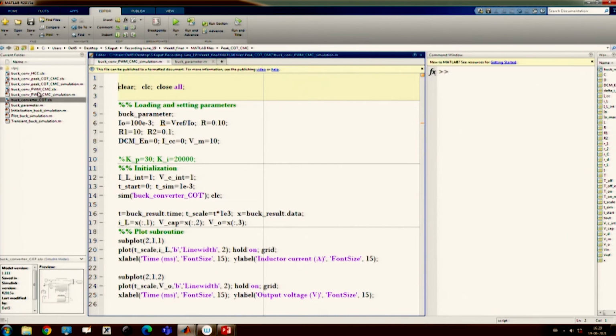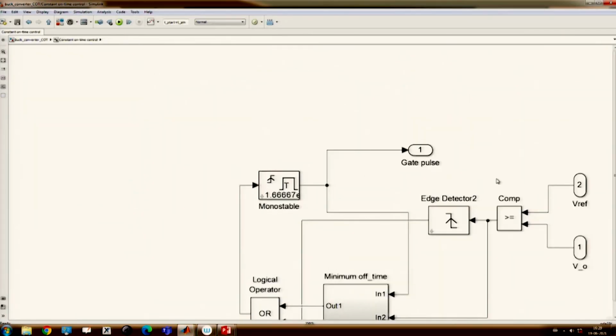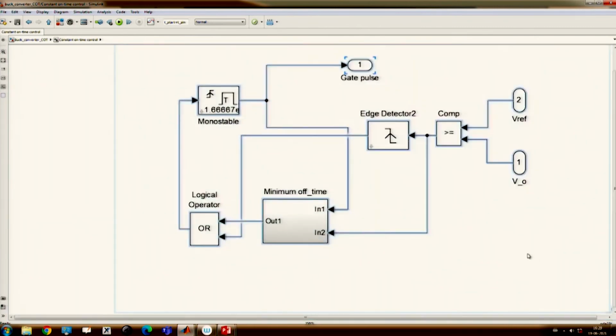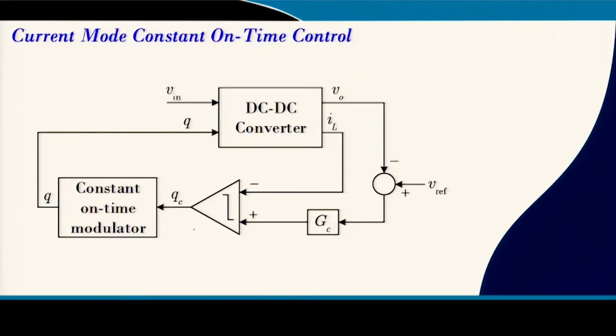That means, if you go to constant on time control, here we can replace the current loop control. This is totally voltage based control, and we can replace it with a current based control also. That is possible, and we will compare this result in a different session where we will compare the performance of different control schemes.